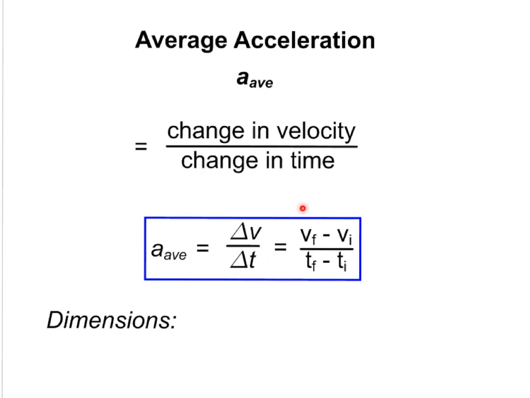And you know from previous convention that a change in velocity is going to be equal to the final velocity minus the initial velocity. The change in time will also be equal to the final time minus the initial time.